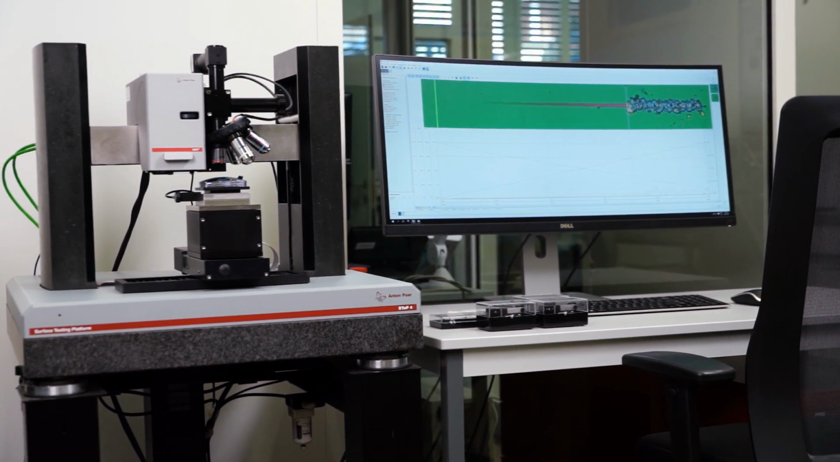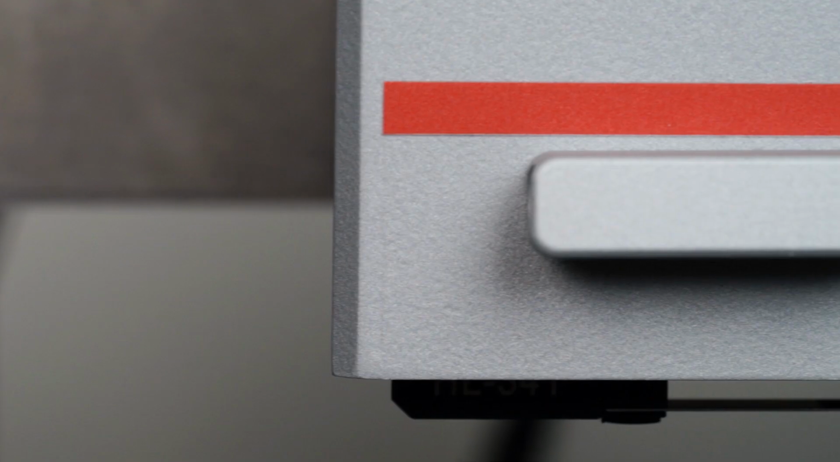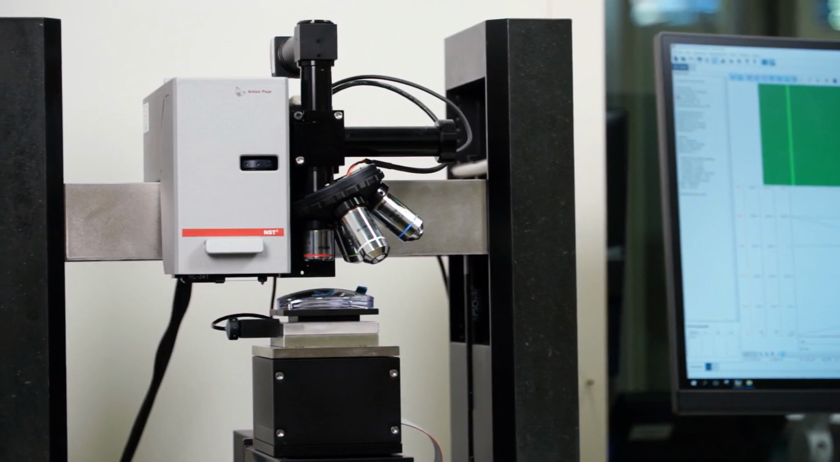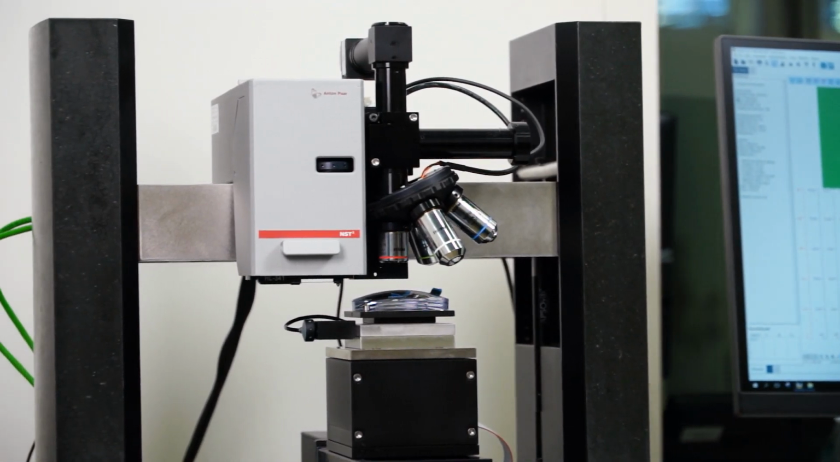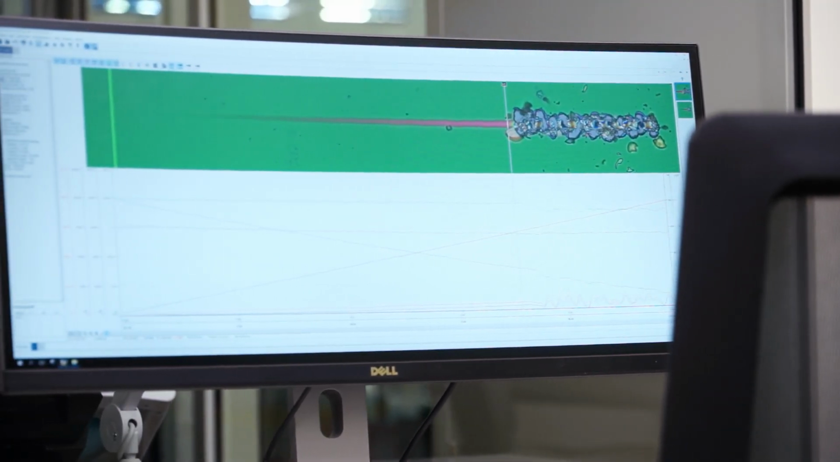Nano Scratch Tester NST³ is the result of 35 years of experience and expertise in mechanical surface testing. It is used to characterize film substrate systems and to quantify parameters such as adhesive strength, scratch resistance, friction, and wear.